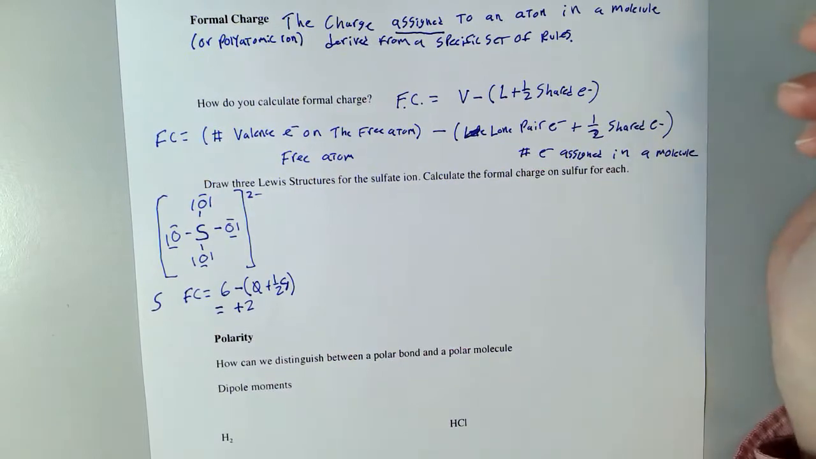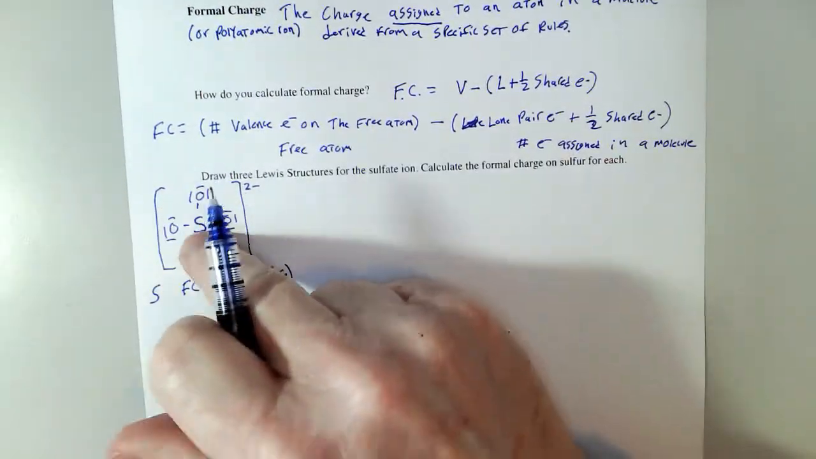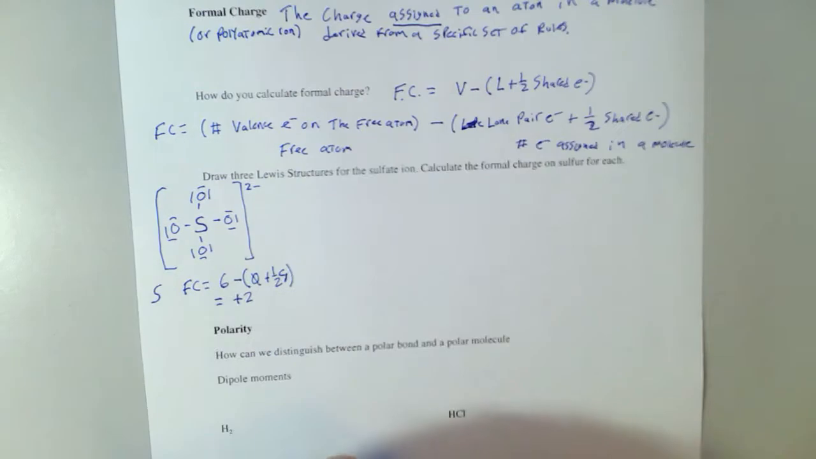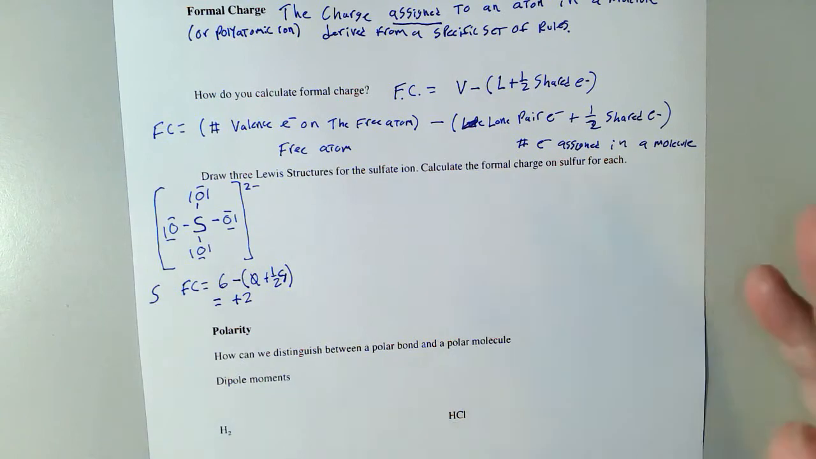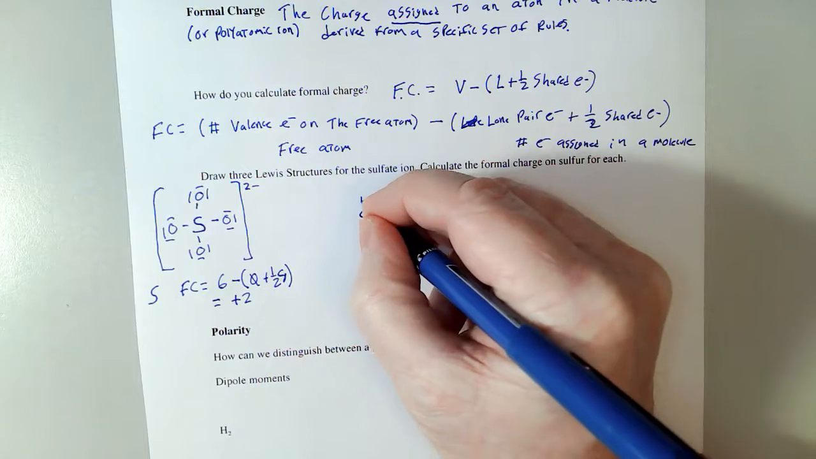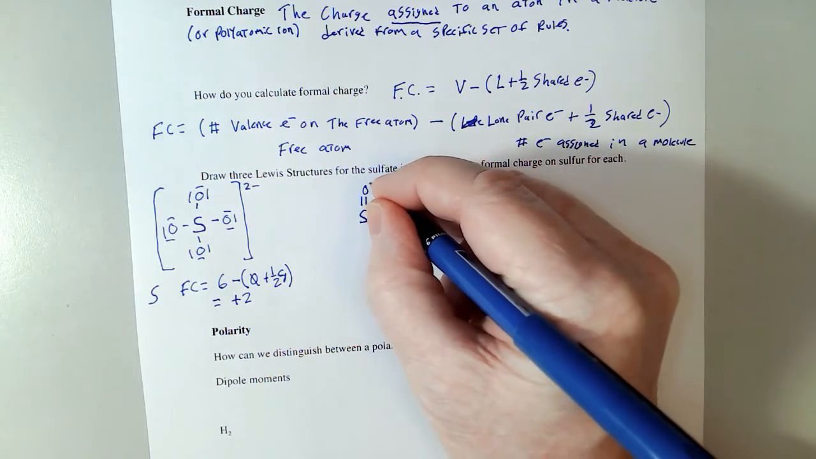Now what that means is that the way I've drawn this structure, sulfur doesn't have enough electron density. So electron density is going to be pulled towards it. How could that happen? Well, it could happen by forming a double bond.